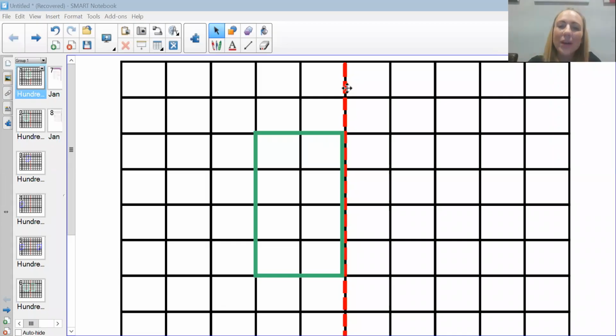Good morning. So we're going to look at reflection today. When we reflect a shape, again, it will stay the same size, but we are reflecting it into a mirror line. And this red dotted line here is the mirror line. It's just like a reflection when you look at yourself in the mirror.